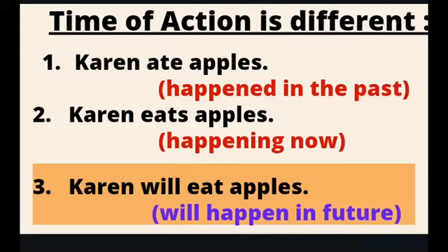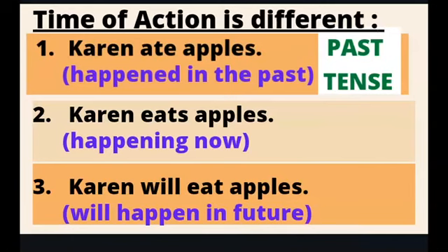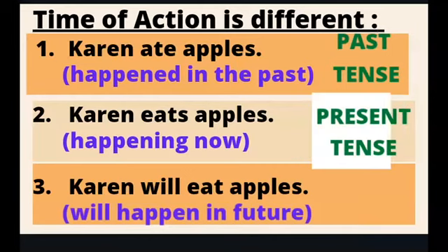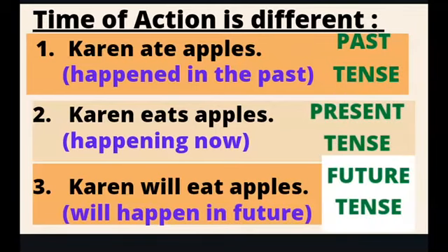So based on this, we have different types of tenses for the three sentences. The first one, where the action has already happened in the past, the tense is a past tense. In the second sentence, where the action is happening now, the tense is the present tense. And in the third sentence, where the action has not yet happened but will happen in future, the tense is a future tense.